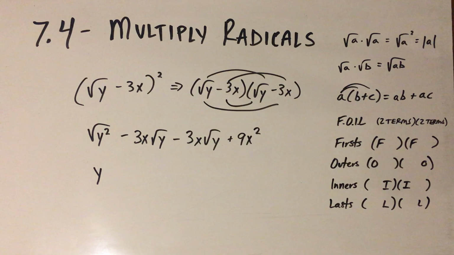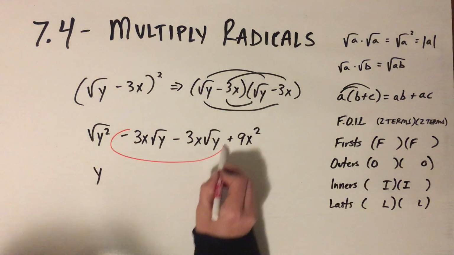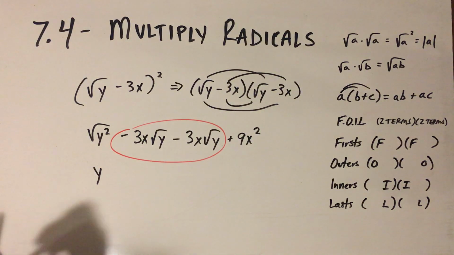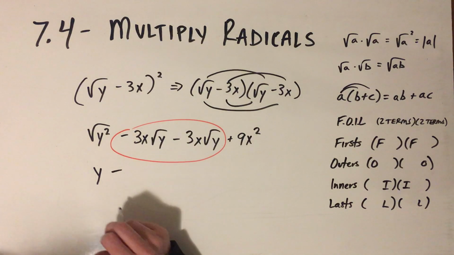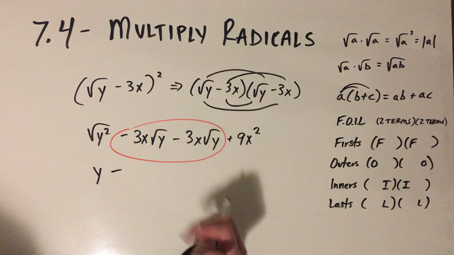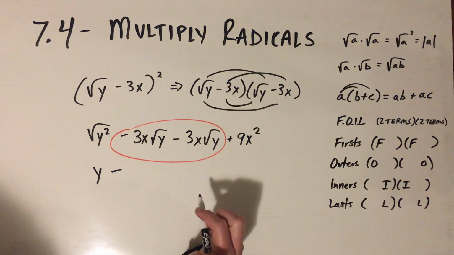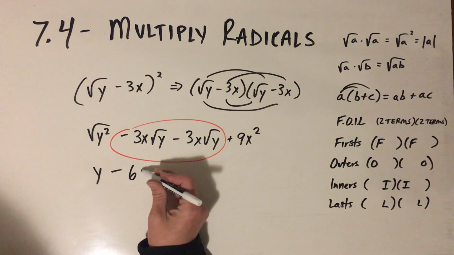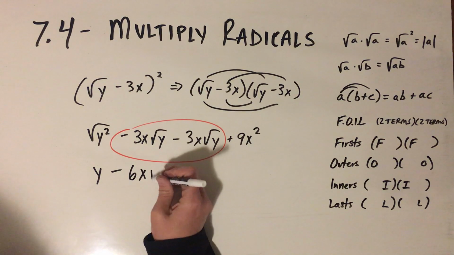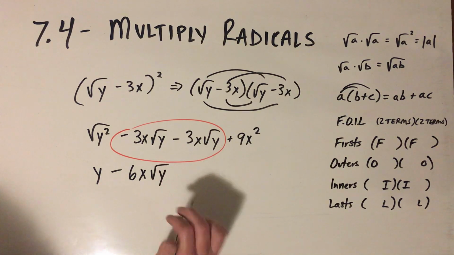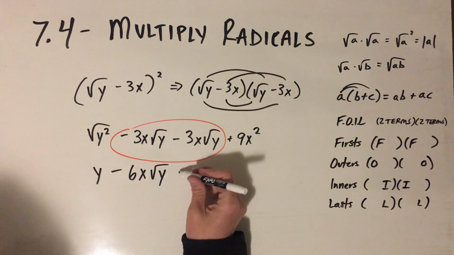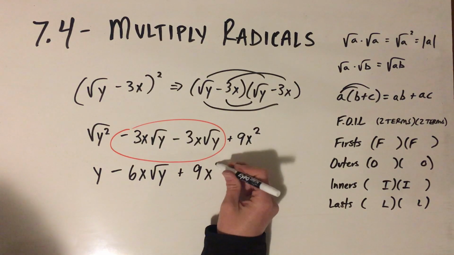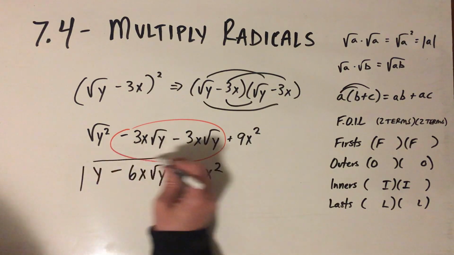But again, I can combine these because they're like terms. So I'm going to get y minus, is this going to be 9? Is this going to be x squared? What is this going to be? Well, I have a negative 3 and a negative 3. I'm going to combine those to a negative 6. But this is still x, and this is still the square root of y. So all we're combining is these coefficients here, plus 9x squared.